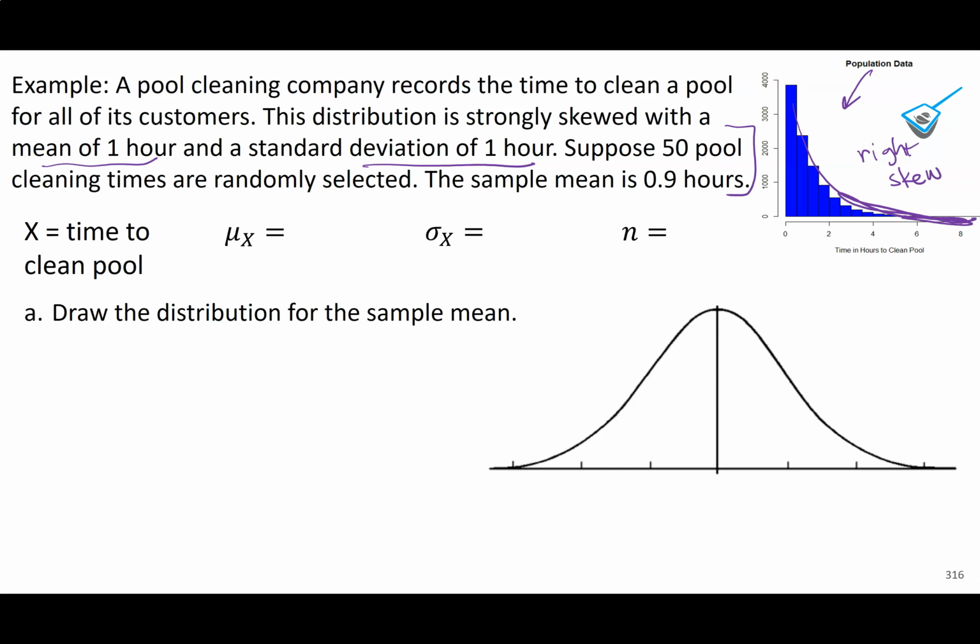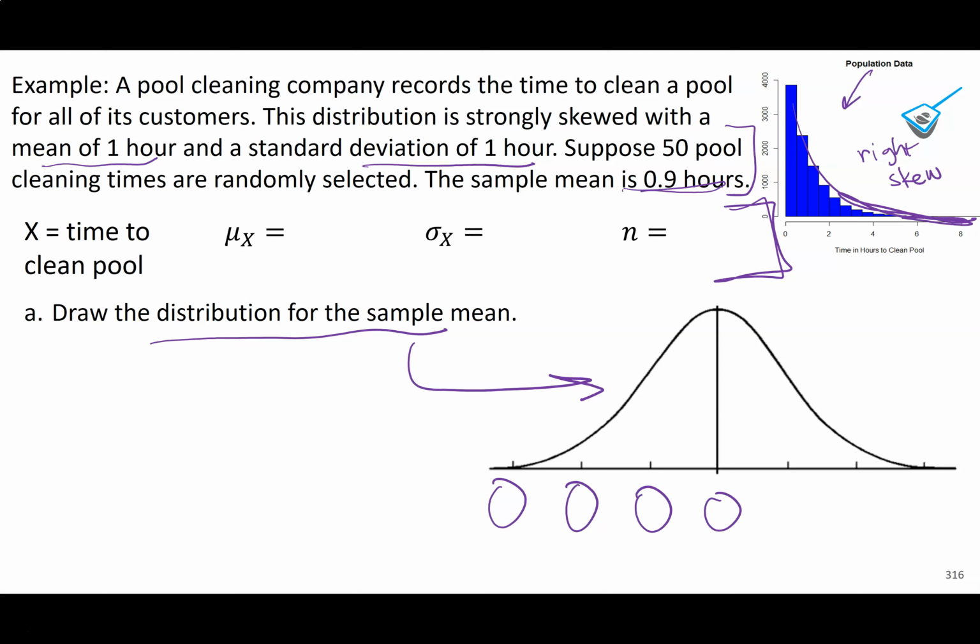It's strongly skewed with a mean of 1 hour and a standard deviation of 1 hour. Suppose they take a random sample of 50 of the pool cleaning times, and the mean in their sample is 0.9 hours. This right here I have so I can fill out what I know about the distribution and then draw it. You might have noticed I stuck just the bell shape in there, and we want to know what values go here.